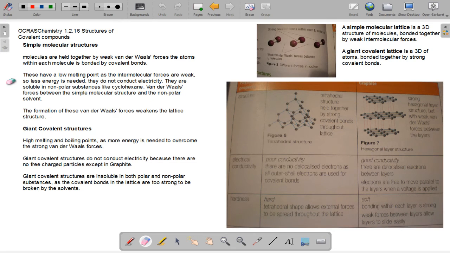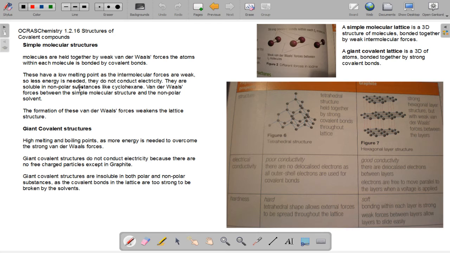Now finally we're going to move on to the structures of covalent compounds. Simple molecular structures are molecules held together by weak van der Waals forces, and the atoms within each molecule are bonded by covalent bonds, like here. These are weak van der Waals forces here, and these have low melting points as the intermolecular forces are weak, so less energy is needed, and they do not conduct electricity.